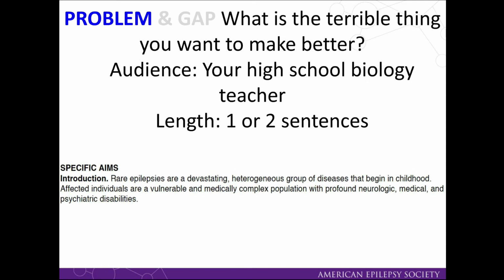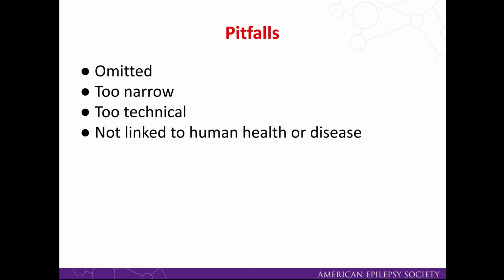Rare epilepsies are a devastating, heterogeneous group of diseases that begin in childhood. Affected individuals are a vulnerable and complex population with profound neurologic, medical, and psychiatric disabilities. So as soon as you read that, you're like, wow, these kids are a mess and I want to fix them. So that's the purpose here. Some people will cite statistics and things like that, and that's also okay.